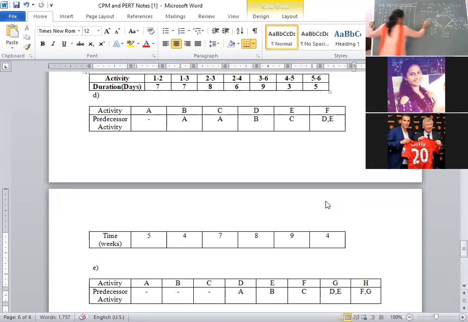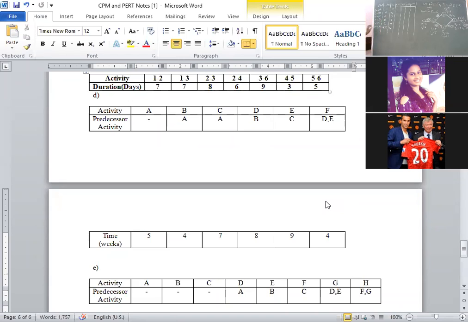For activity A, what are the nodes? 1 to 2. Wherever A is there, write down 1 to 2. What is B? B is 2 to 3. What is C? 2 to 4. What is D? 3 to 5. What is E? 4 to 5. What is F? 5 to 6. We are just writing this in terms of activities. Any queries here?